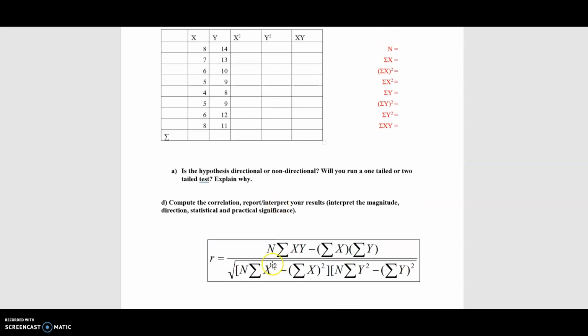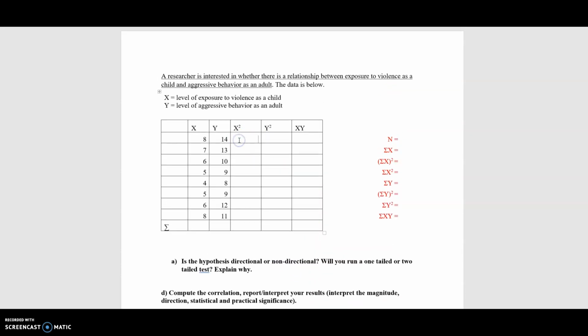Now the first step is to fill in this matrix, because let's look at the formula. First, we need to square our x's. We also need to square our y's. We also need the sum of our x, y's multiplied. So for example, here, if we were to square x, 8, you get 64. Then we'll do the same thing for y. 14 squared will give us 196. Then we take x and multiply it by y for each individual, and in this case we'll get 112. We'll do the same thing for every individual.